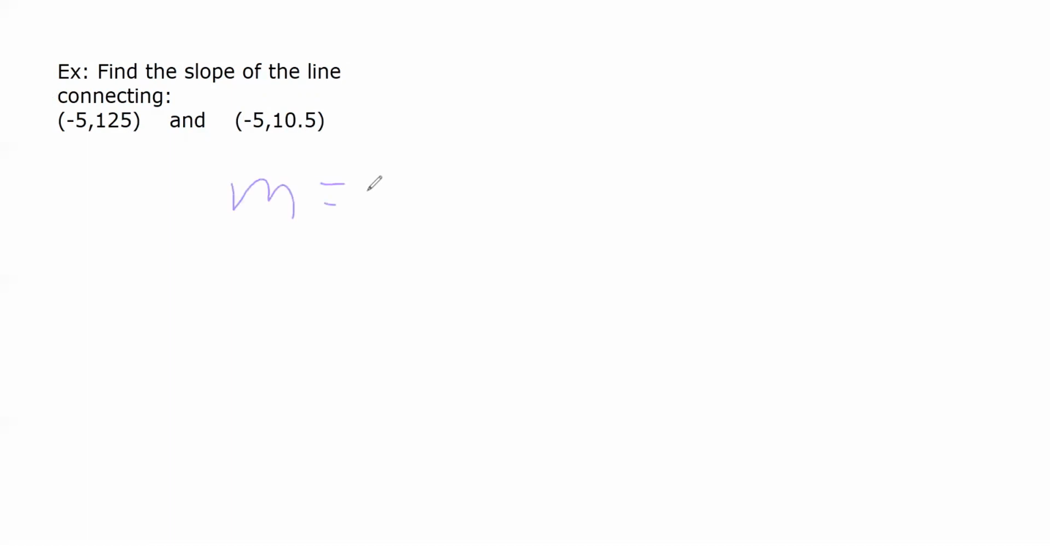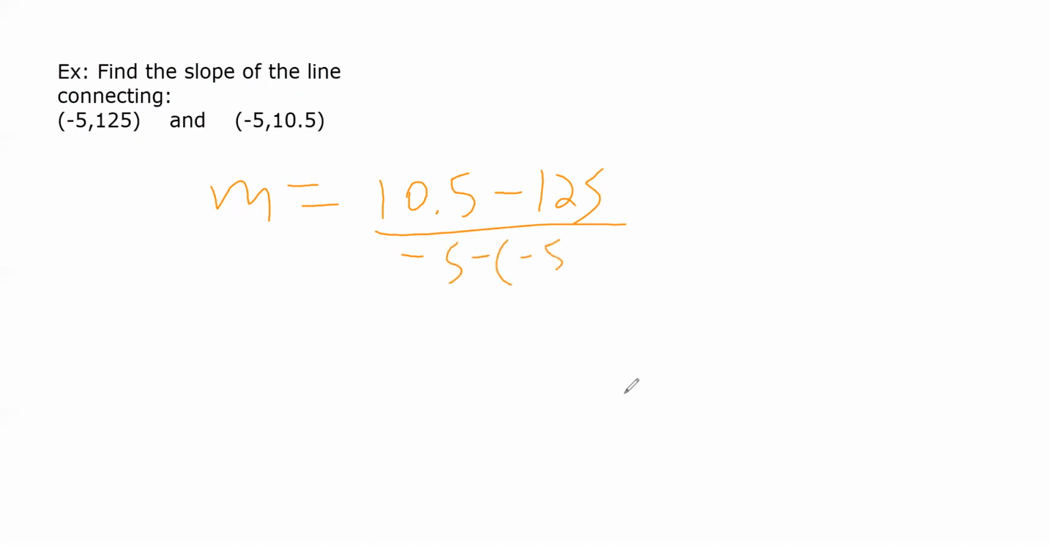So now what we'll see, let's use something different than purple. Let's use orange. This is x1, y1, x2, y2. So the slope is going to be 10.5 minus 125 on top, negative 5 minus negative 5 on bottom. And now you can see the problem. So 10.5 minus 125, you can see that's going to go negative. Then 125 minus 10.5, you might be able to see that's going to be what, 114.5.